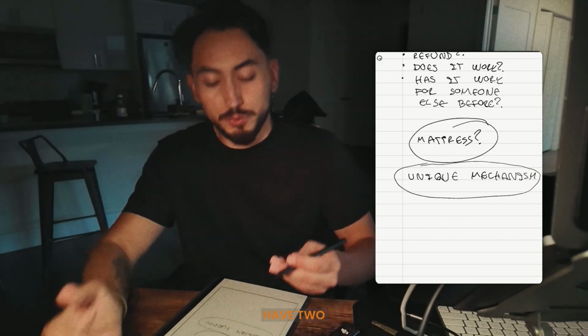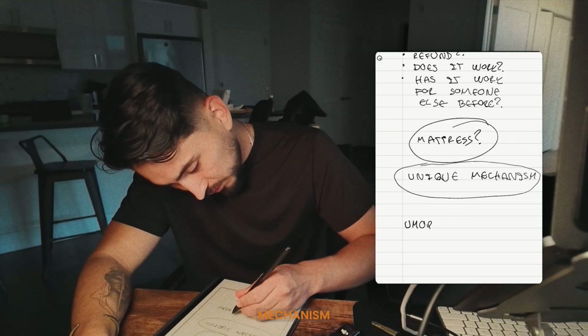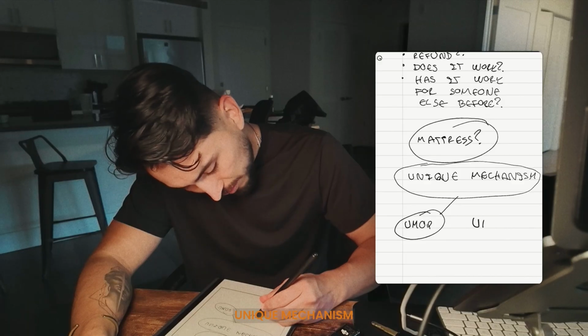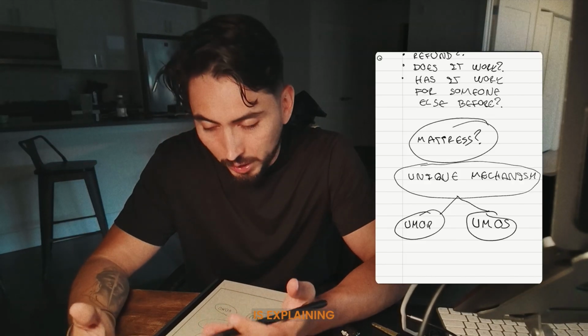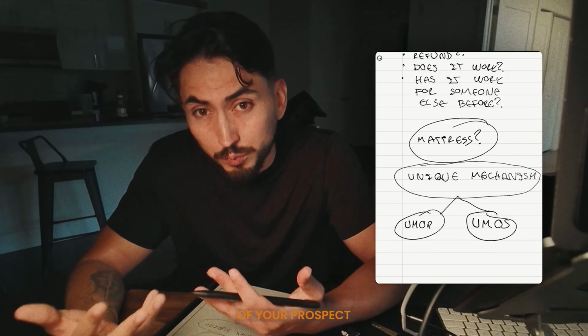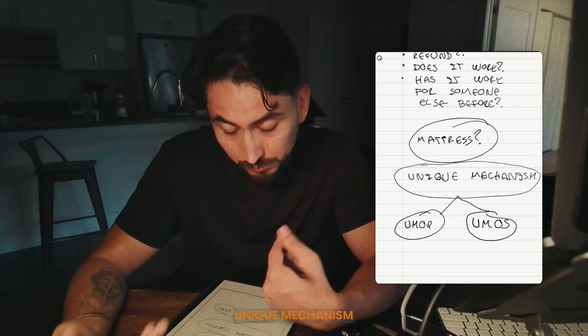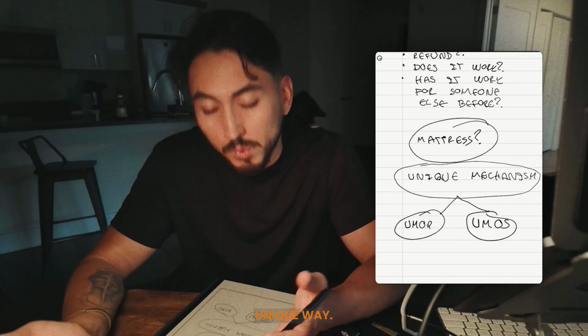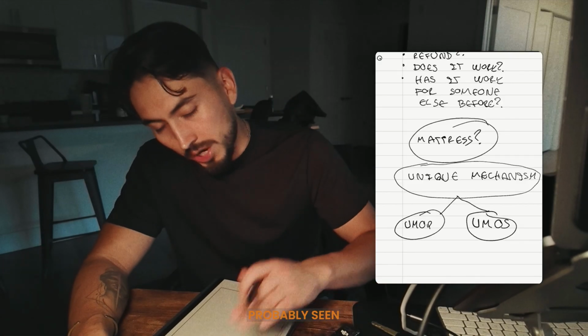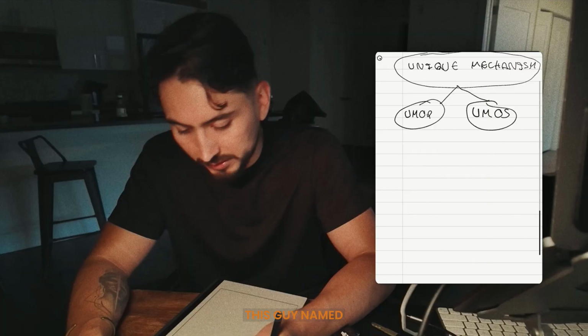Unique mechanisms have two parts to it. So you have unique mechanism of problem and you have unique mechanism of solution. So unique mechanism of problem is explaining how the problem works and shifting the perspective of your prospect on how it works. And then unique mechanism of your solution is explaining how your product solves the problem in a very unique way.